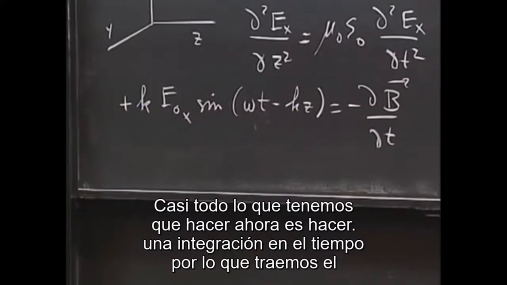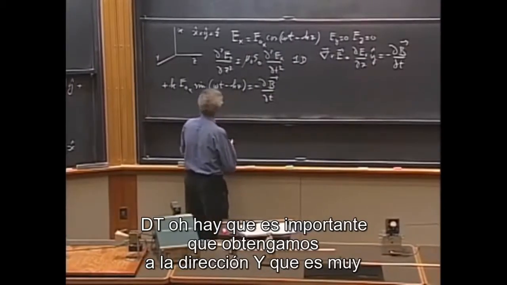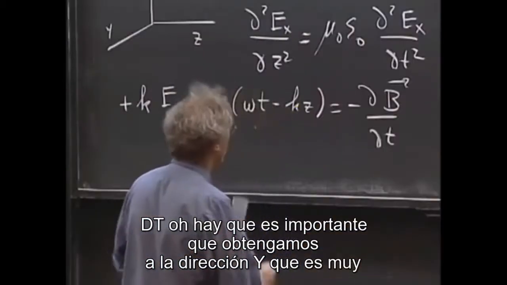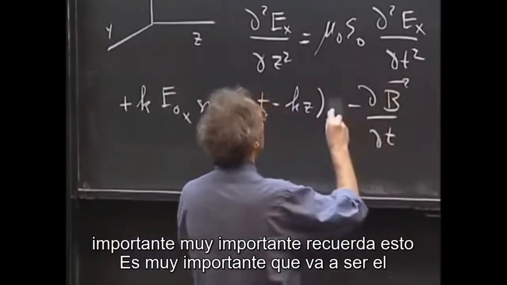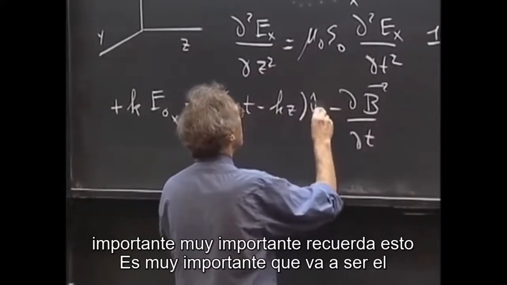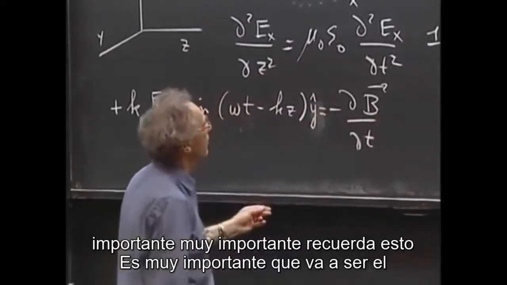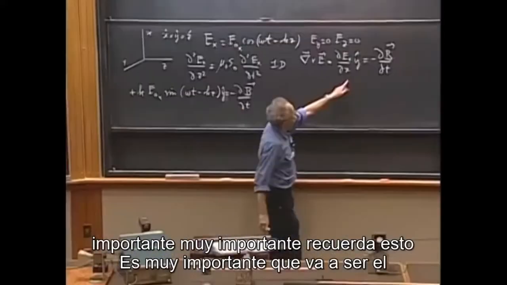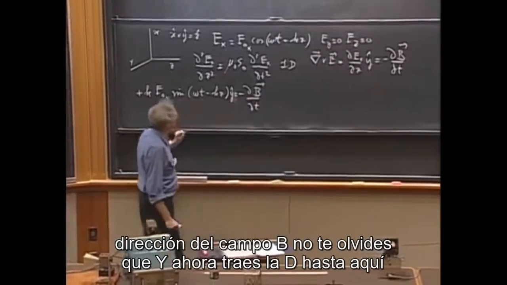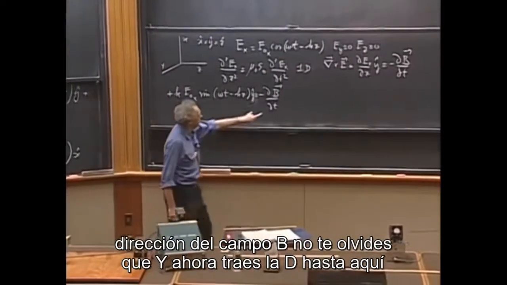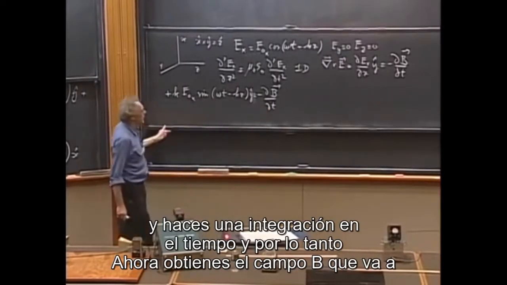So we're almost there. All we have to do now is do an integration in time. So we bring the dt. Oh, it's important that we get the y direction. That is very important. Remember, this y is very important. That's going to be the direction of the B field. So don't forget that y.